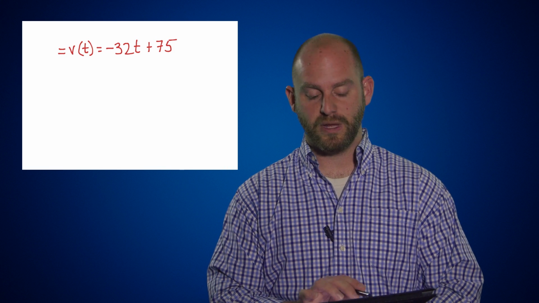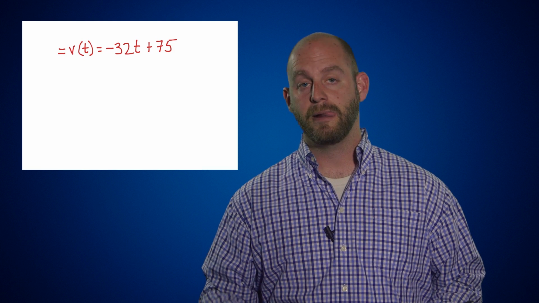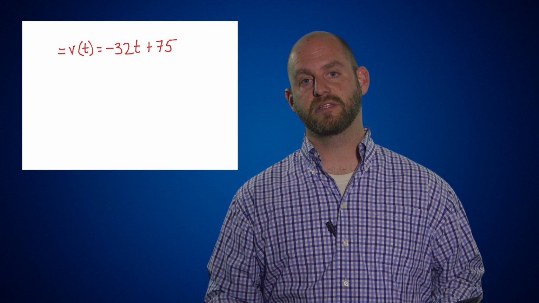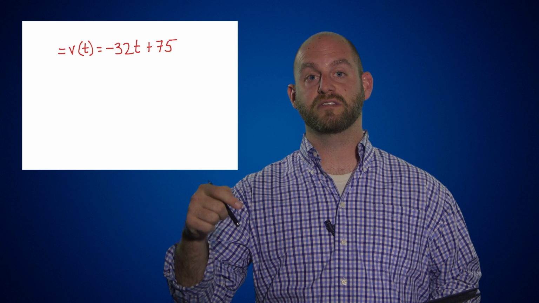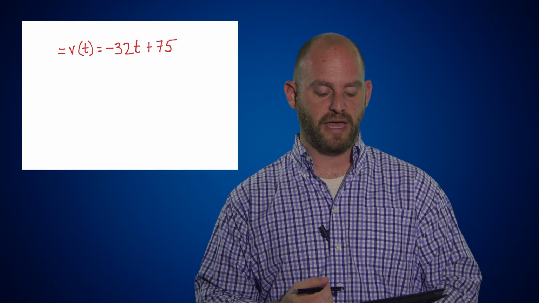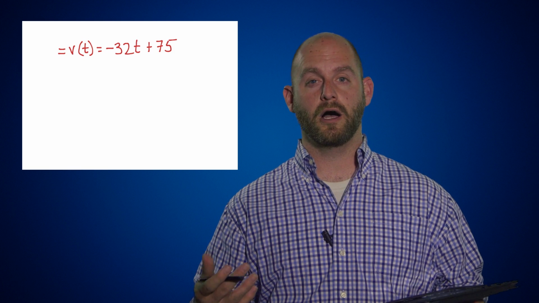Now notice that because we have a negative 32, the velocity may be positive or the velocity may be negative. Remember, when velocity is positive, it means that it's moving in an upward direction in this particular problem. And if the velocity were negative, it means that the ball is actually coming back down to the earth at that time.